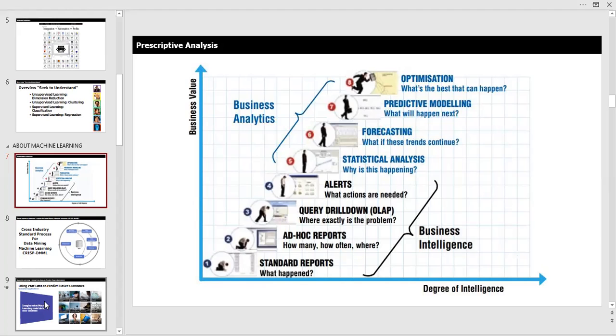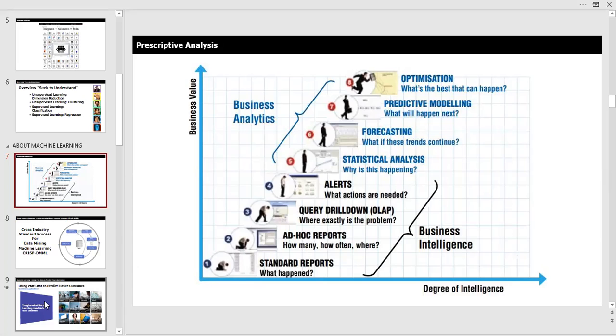And when we look at this particular slide, you'll see that the first lower level items are business intelligence, which I thought was really interesting. So this is a pretty old slide, but standard reports, ad hoc reports, query, drill down, and alerts. A lot of this is about using historical data to predict future outcomes.